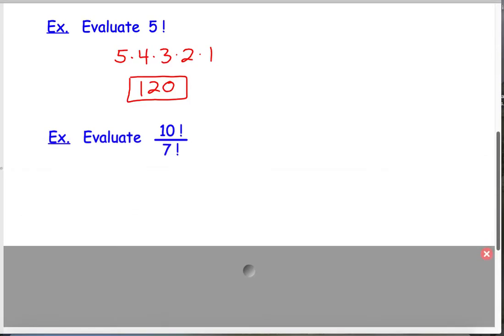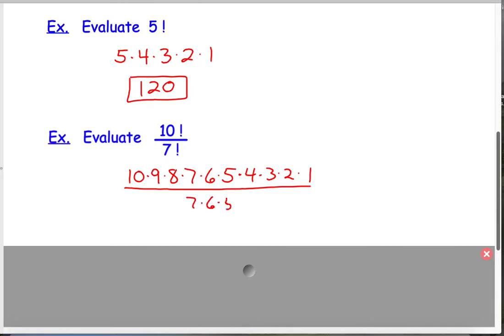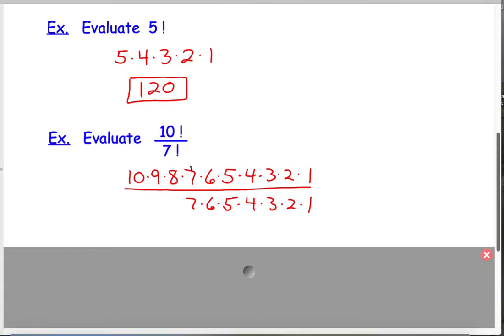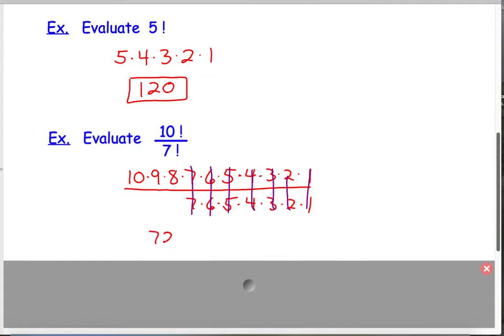How about something a little more complicated? Let's do 10 factorial divided by 7 factorial. Well, 10 factorial is 10 times 9 times 8 times 7, 6, 5, 4, 3, 2, 1. And in the denominator, notice the placement of where I'm writing this: 7, 6, 5, 4, 3, 2, 1, all being multiplied. And now notice in a fraction, if everything's being multiplied, you can cancel common factors. So 7 divided by 7 is 1, 6 divided by 6 is 1, and so on. Multiplying all that stuff times 1 is just going to be itself. So our final answer will be 10 times 9 times 8, which is 720.